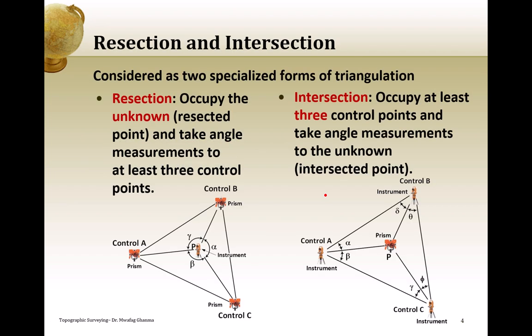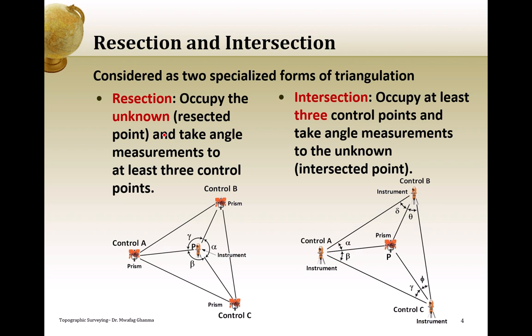But before we go into the intersection, let's have a quick comparison between resection and intersection. Usually in these two methods, which are two specialized forms of triangulation, we will be using 3 control points, either for the resection or the intersection. Of course, we can add more control points, but typically in the standard format of this problem, we are using 3 control points.